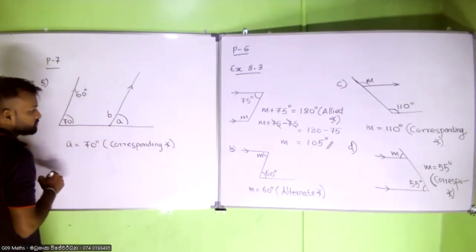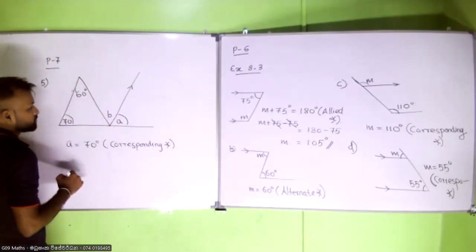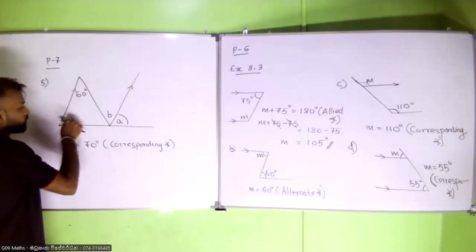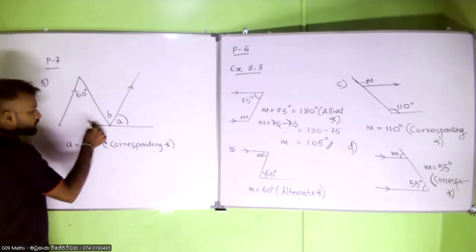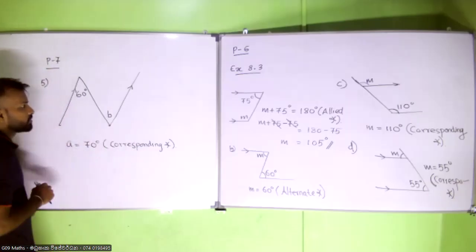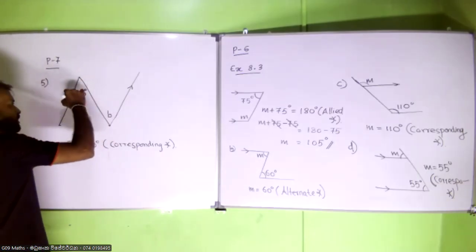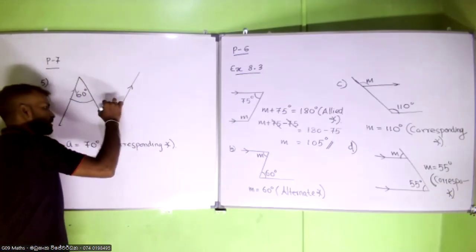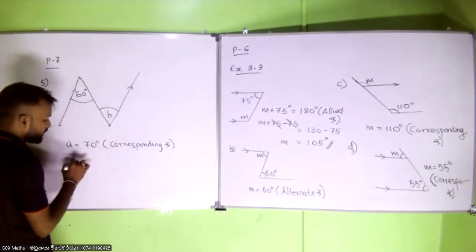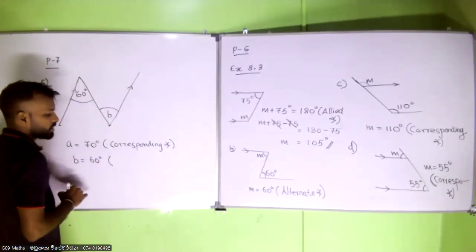Then I am going to forget all the other things. That is how we are going to see two parallel lines and a transversal. Z type of angle. So directly I can write B is equal to 60 degrees. What is the reason?